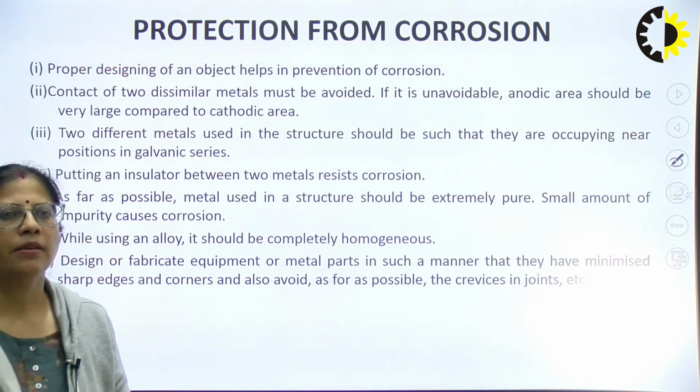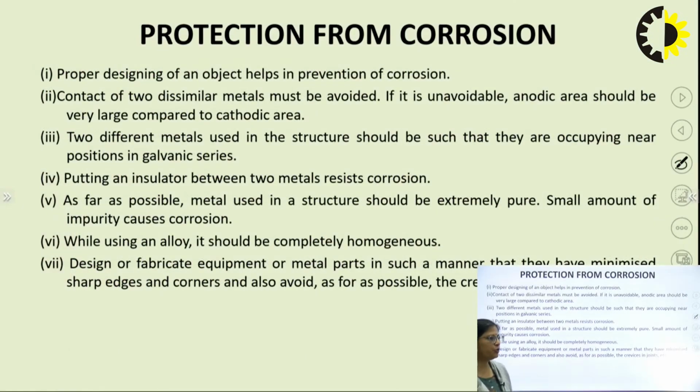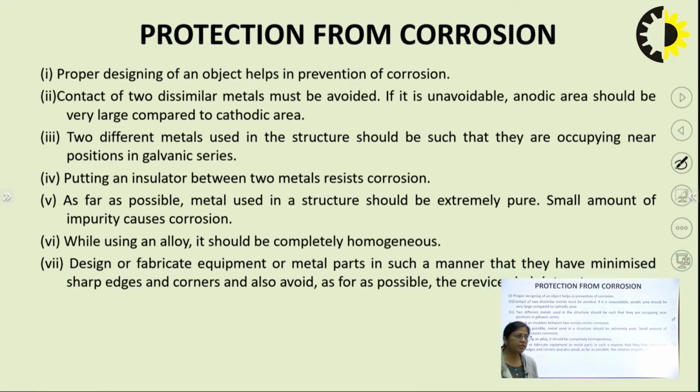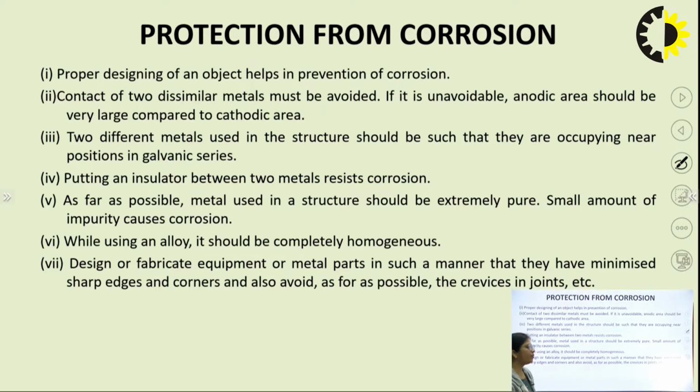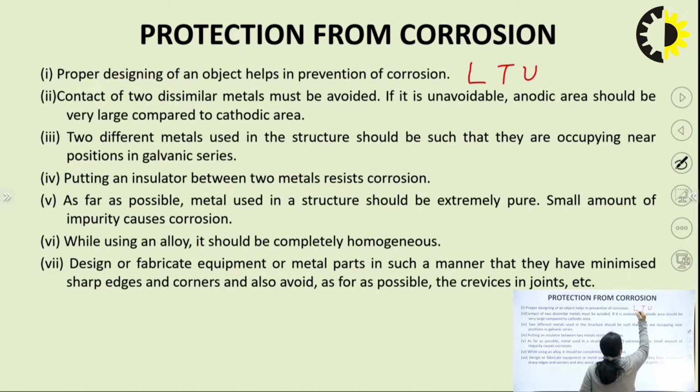Now, there are certain things which, if we do, are going to help us protect our metal from corrosion. The first is the proper designing of an object. It helps in the prevention of corrosion. By proper designing, I mean that if we avoid lots of L's, T's and U's, the places where there are corners, then we can prevent our metal from corrosion, or we can reduce the rate of corrosion.